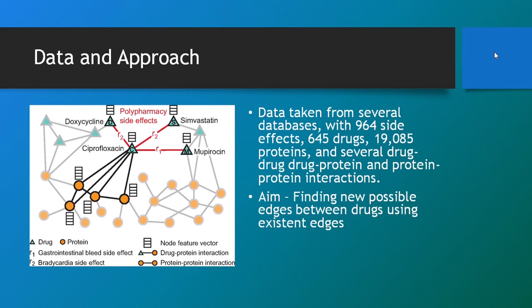Now, the data was made into a graph where the vertices denote molecules and edges denote interactions. This paper attempts to find new possible edges between drugs using existing edges. In other words, it aims to find new interactions between drugs that can lead to side effects based on the existent interactions causing similar things. For that, the researchers used a graph neural network called Decagon.